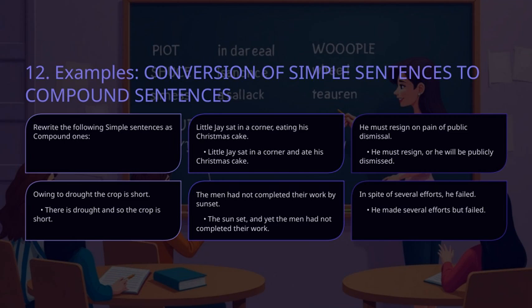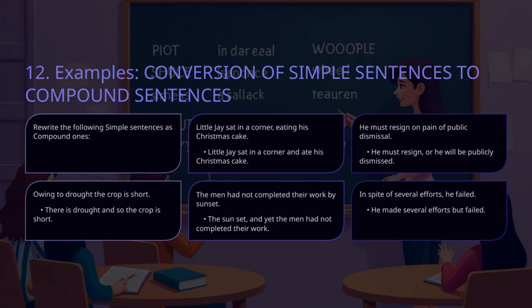Now consider, "The men had not completed their work by sunset." We can rephrase it as, "The sun set, and yet the men had not completed their work." This emphasizes the contrast between the sunset and the unfinished work, connecting two related ideas.